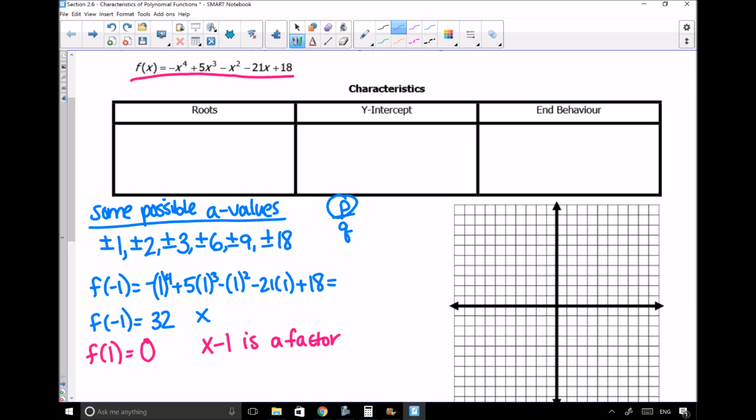I'm going to do a couple because this is x to the power of 4 and I want to get down to a quadratic. So I'm going to try a bunch of numbers until I find at least 2 examples so that it'll bring me down to a quadratic that'll be a little bit easier to solve, okay?